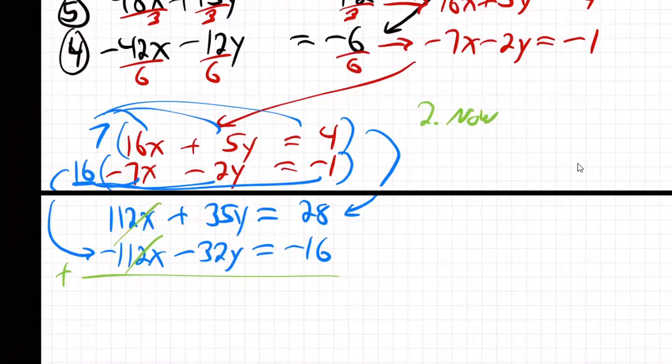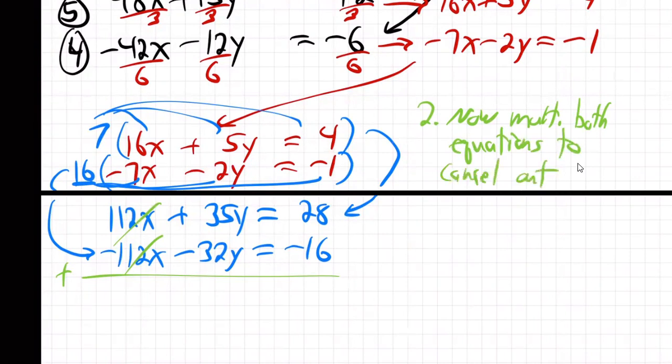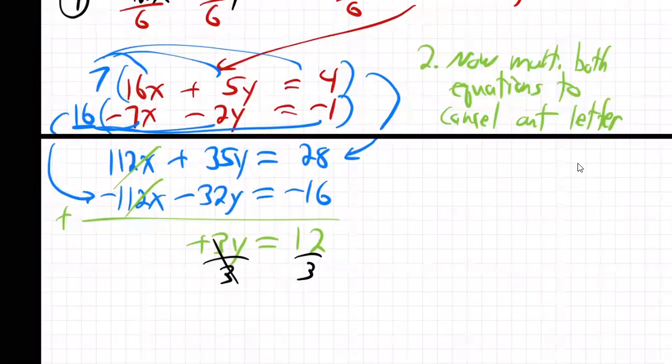Now multiply both equations to cancel out another letter. So I'm canceling out x. And what do I get? Plus 3y equals what? 12? And now that's easy. Divide by 3. So we got it. Y is 4. All right, we got our first answer. Y is 4.